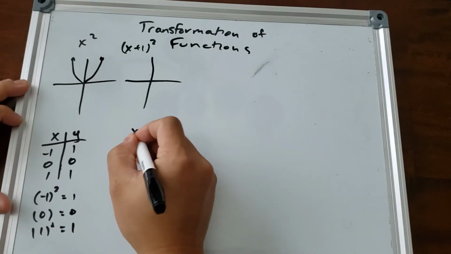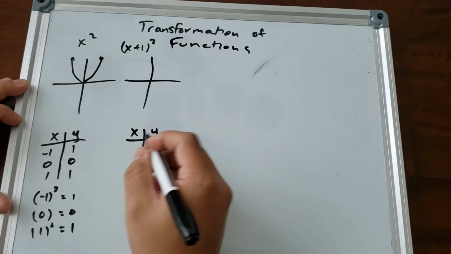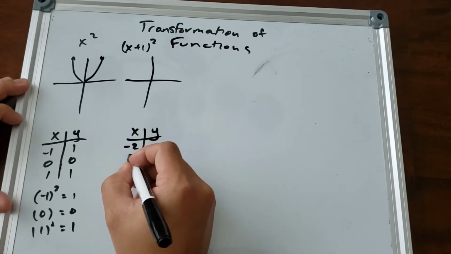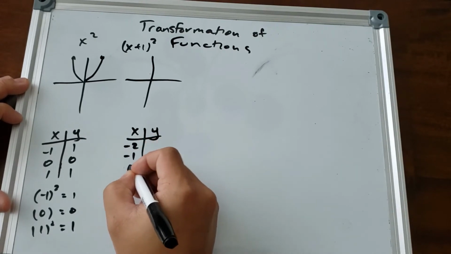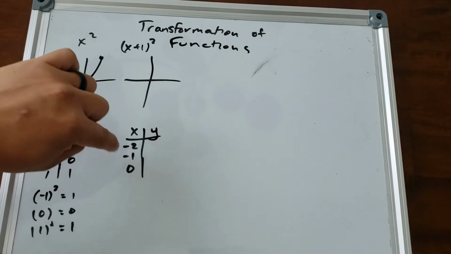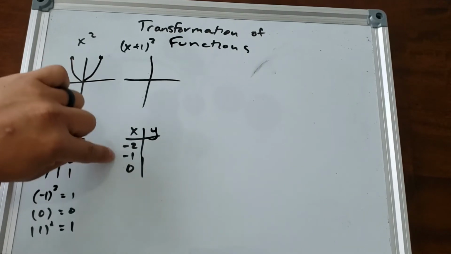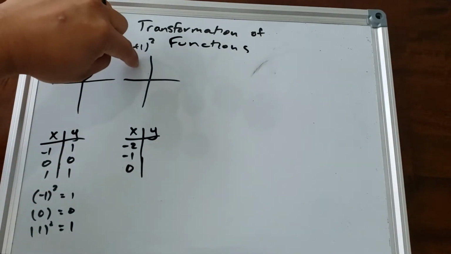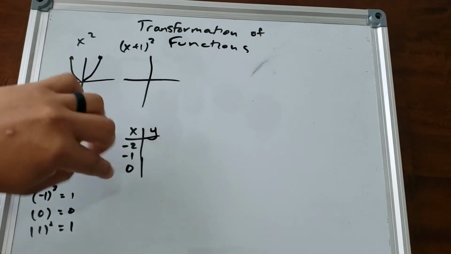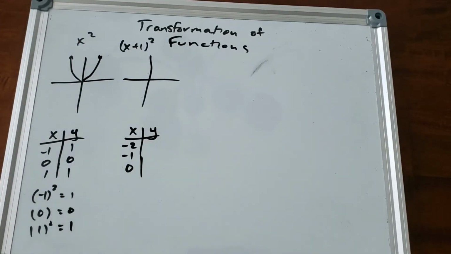So for this one, x, y, okay, I would pick -2, -1, 0. And again, this part of the chart will be filled out, so all you're doing is plugging in the x values and getting me the y values. So you won't have to come up with these numbers. I've already come up with those numbers for you.